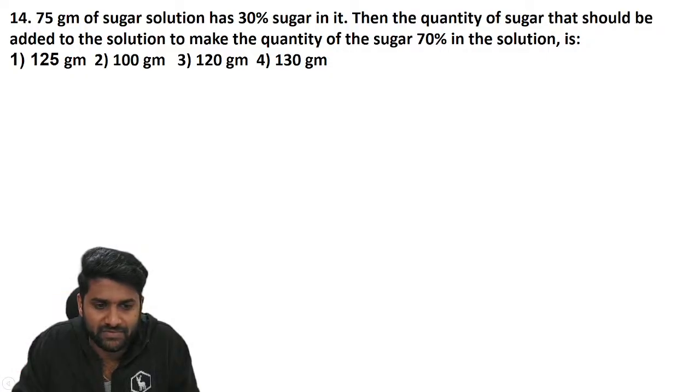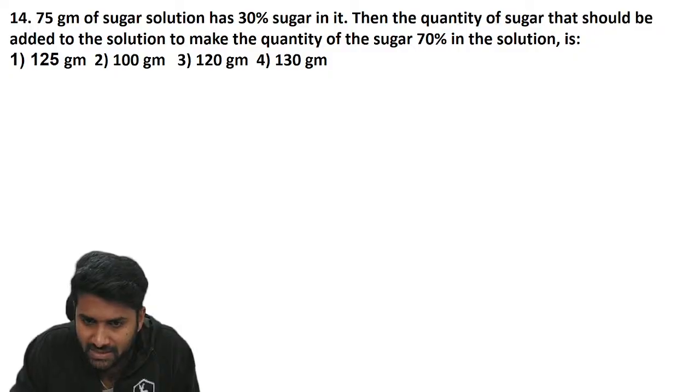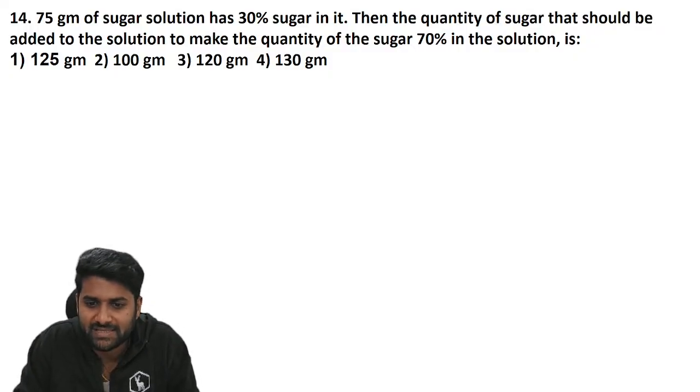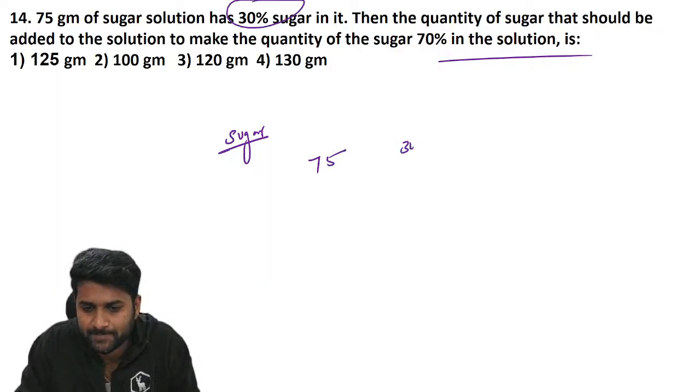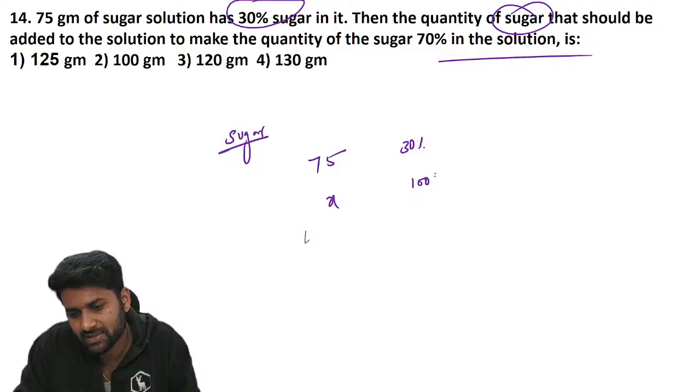Next question. 75 grams of sugar solution contains 30% of sugar in it. Then the quantity of sugar that should be added to the solution so that the sugar is 70% of the solution. So let us solve in sugar data only. Initially 75 grams and sugar solution is 30%. So the quantity of sugar, let us consider x, and it is a pure one, right? So it is 100%. Because of that, then the overall sugar is 70%.